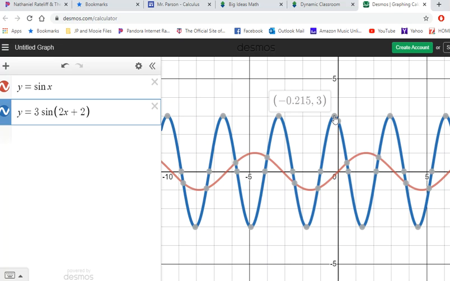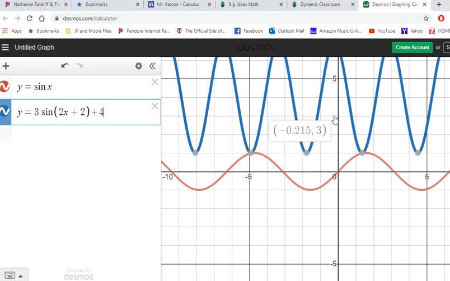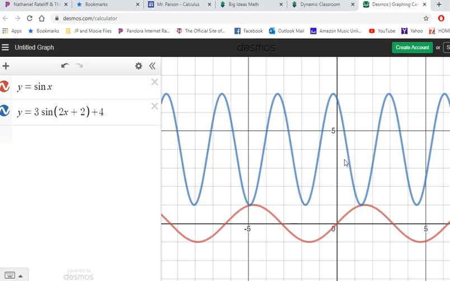But what's the last part of this? Plus 4. What's this plus 4 going to do for me now, kids? Horizontal or vertical translation up. Yep, translates it up, okay? Here's what we're working with, all right?